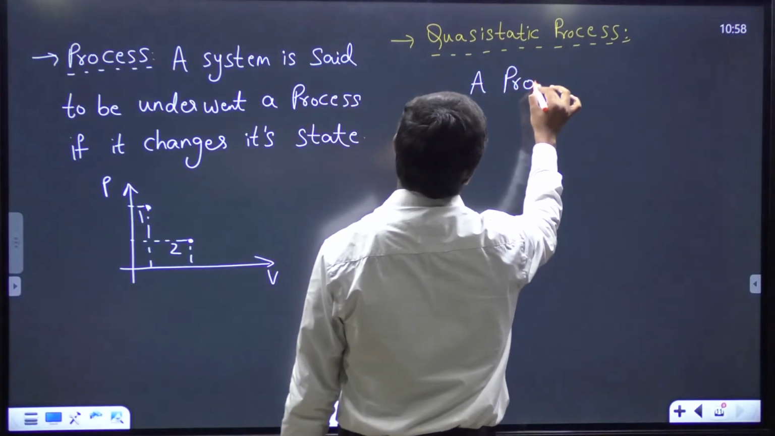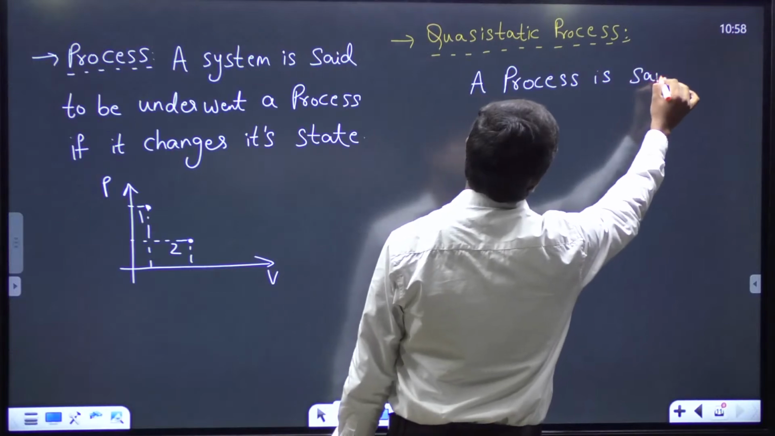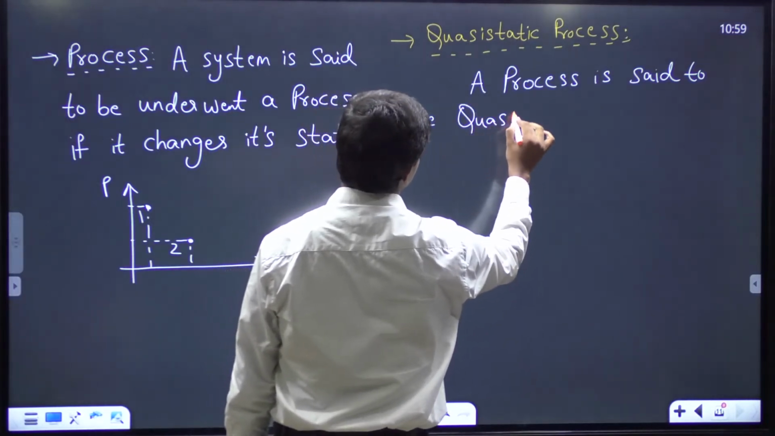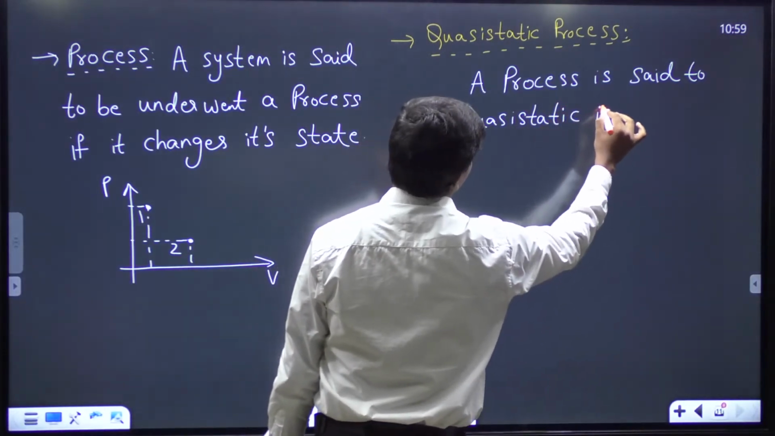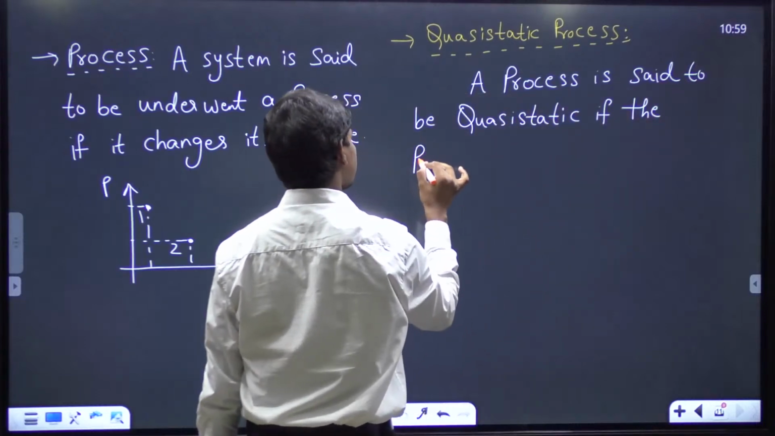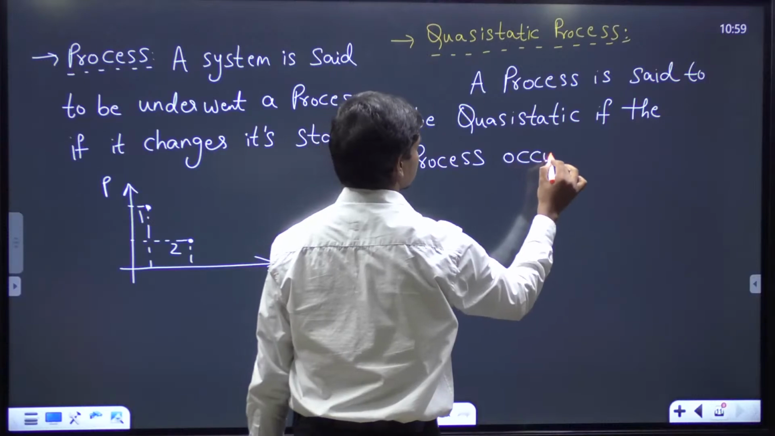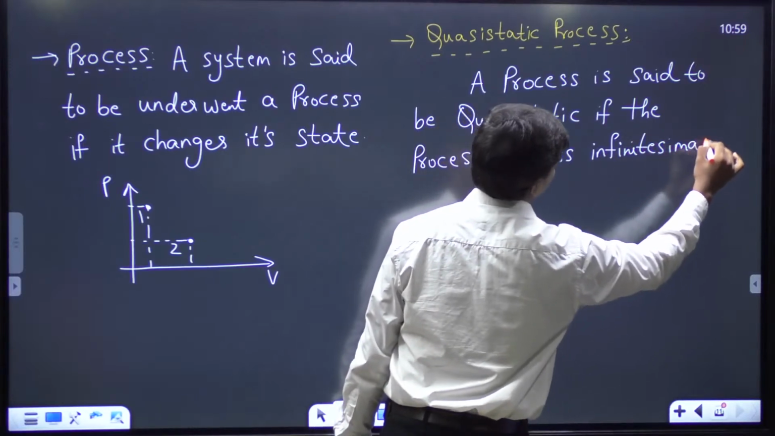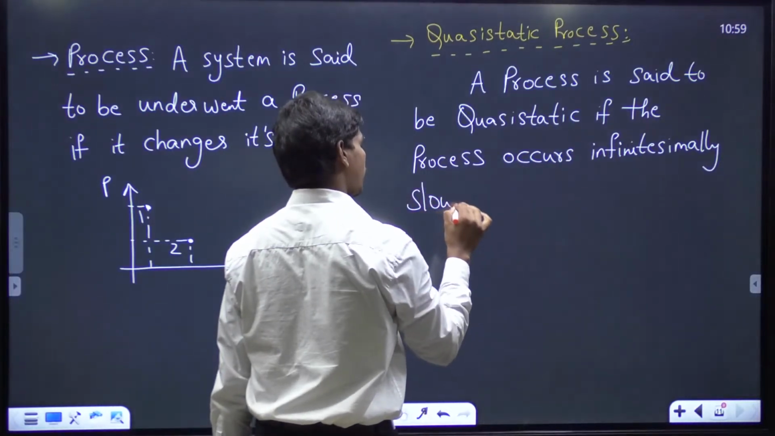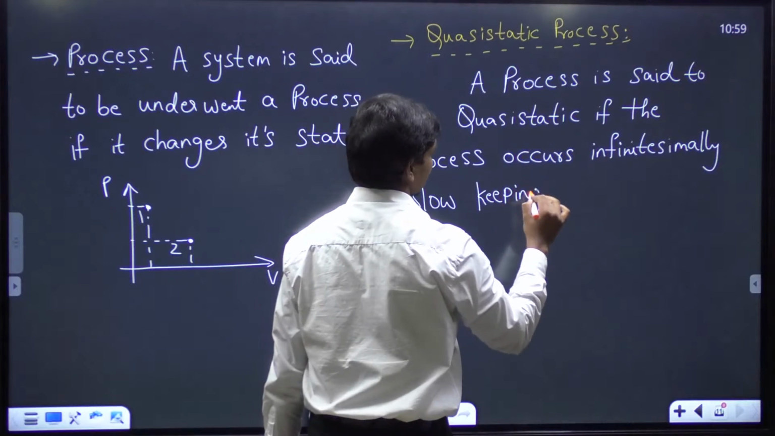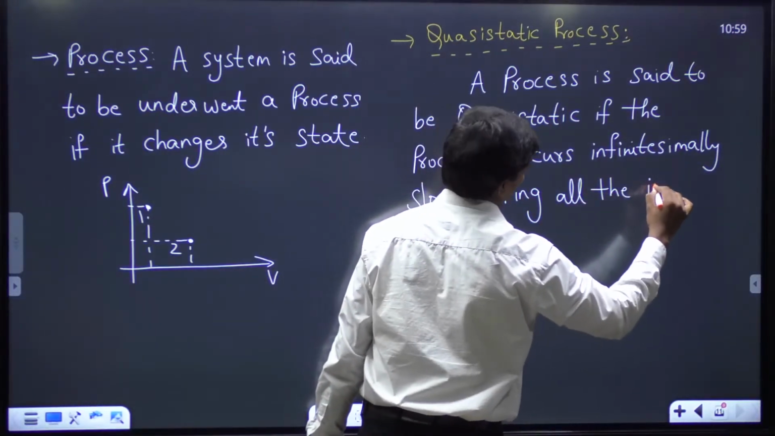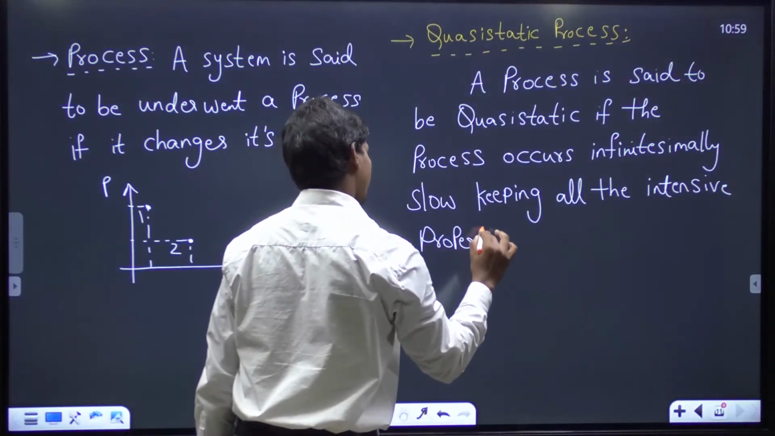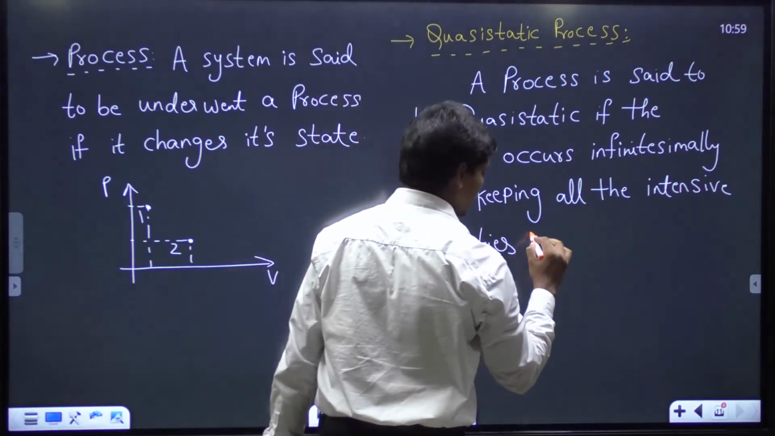A process is said to be quasi-static if the process occurs infinitesimally slowly, keeping all the intensive properties uniform throughout the system.